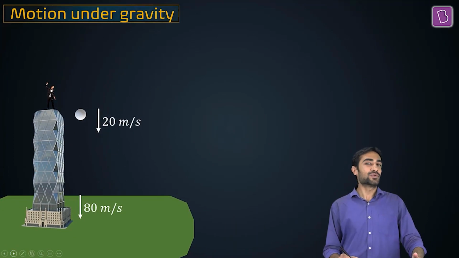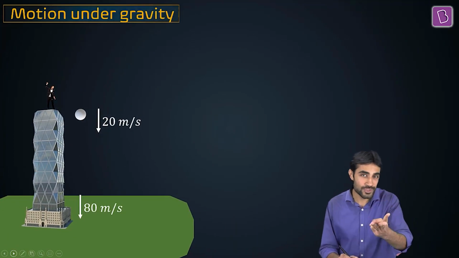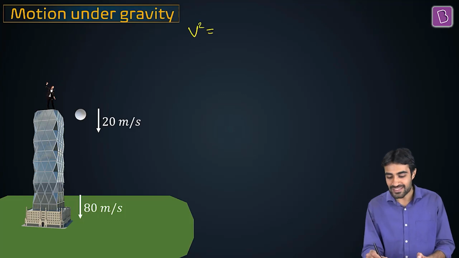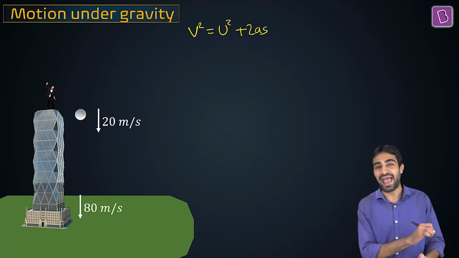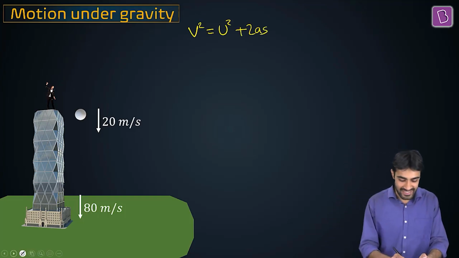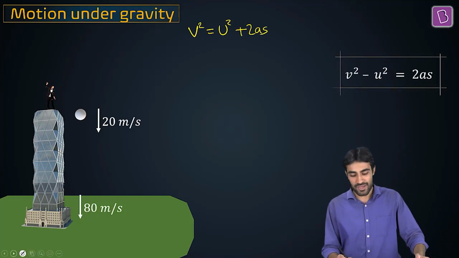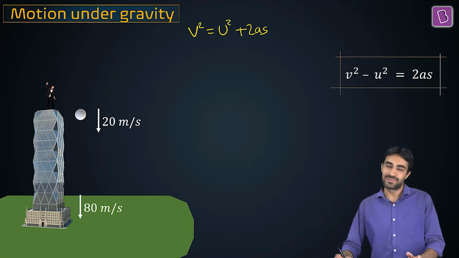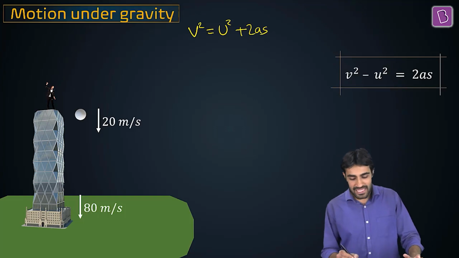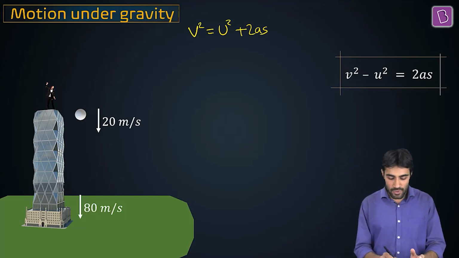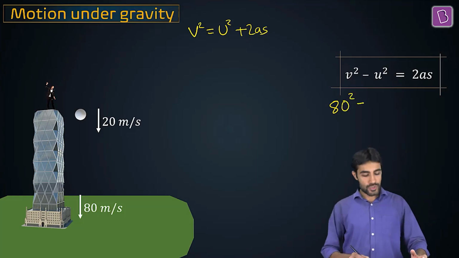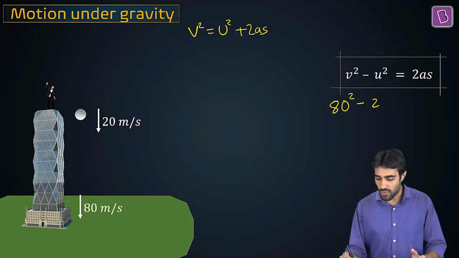Now, how do we solve these questions? Well, do you remember the third equation of motion? It was V square equals U square plus 2as. Yes, we remember it. So the equation is V square minus U square equals 2as. Okay? Now, let's put the value of V. We know V is 80. So 80 square. And U is 20, so 20 square.